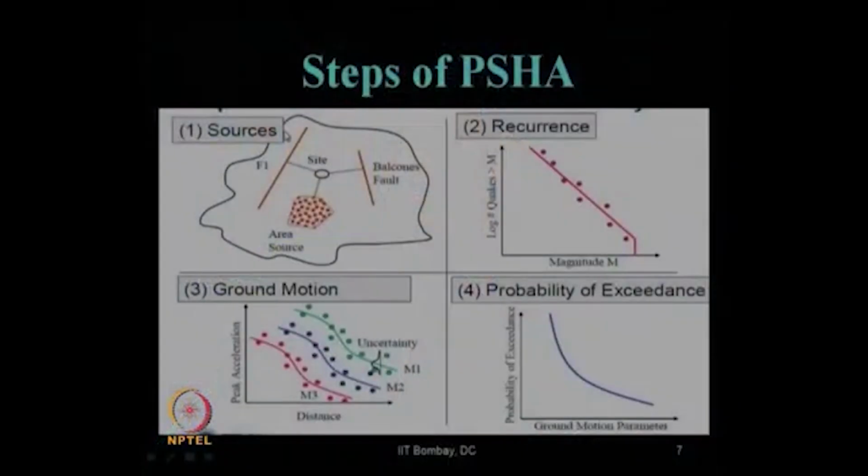So, the four major steps of PSHA, which we have already seen, are: first, to identify all the sources from the site; then the recurrence, the number of earthquakes greater than a certain event with respect to the earthquake magnitude; then the ground motion prediction equations based on the uncertainty involved in all the relationships; and finally, to obtain the probability of exceedance of a particular event for a given ground motion parameter.